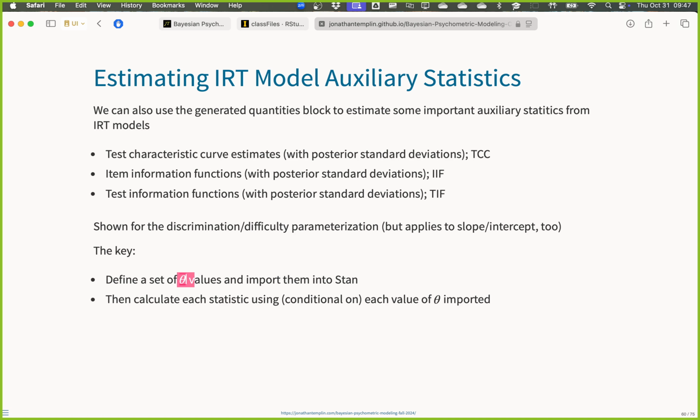Because I insist that generated quantities makes our life better. That sound good? Would you agree that generated quantities makes our life better?